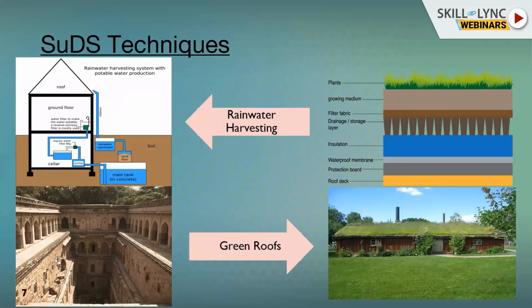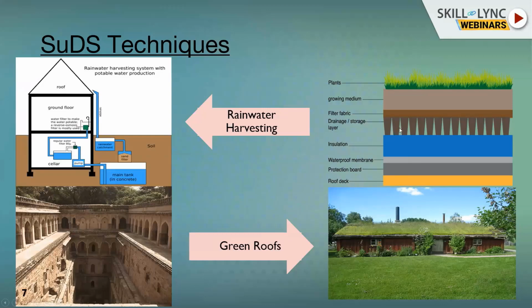Moving on to the next component, these are the green roofs. So yeah, it's actually a roof. It's a planted soil layer which is constructed on the top of the roof. This is the roof deck, this orange one, and there are certain other layers. This is a protection board, then a waterproof membrane so that water should not seep in, then an insulation layer, and then these drainage storage.